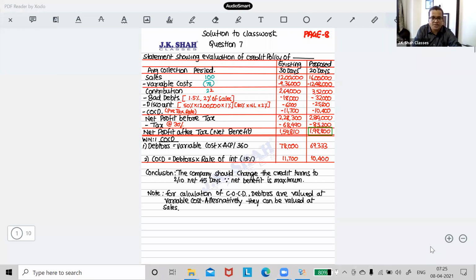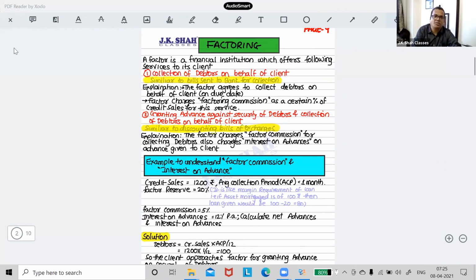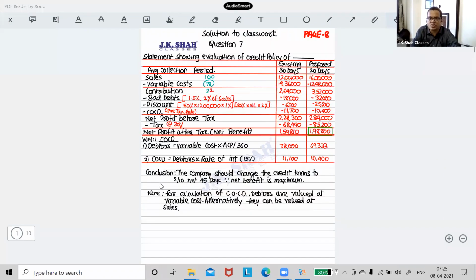Written, completed. Okay, fine. So let's go ahead. Now we are going to go for the next concept that is known as factoring. But before going for factoring, I would like to talk a little more about this question.